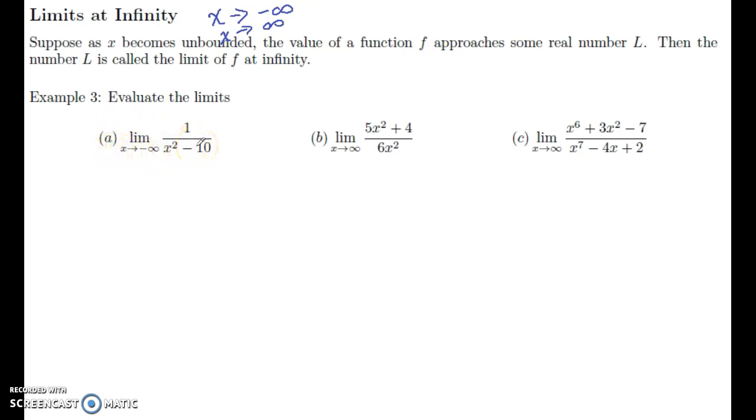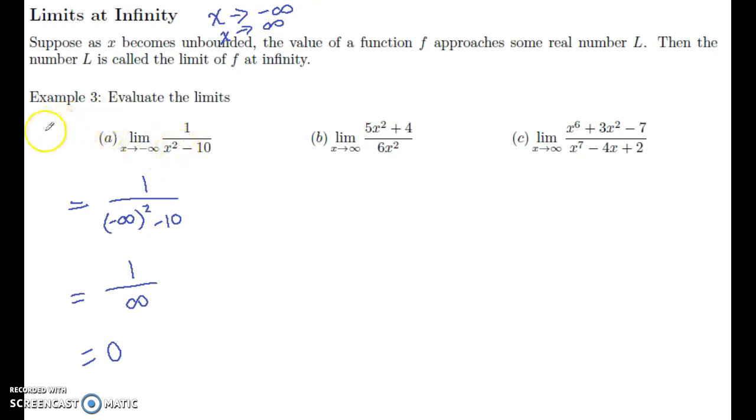So the first one is the limit as x goes to negative infinity. How do we evaluate that limit? Well, first we want to try direct substitution. So we directly substitute negative infinity. What is negative infinity squared, subtract 10? Negative infinity squared is positive infinity, and if you take away 10 from infinity, you still have infinity. So it's 1 over infinity. And what is 1 over infinity? We define it to be 0. So this limit is 0.